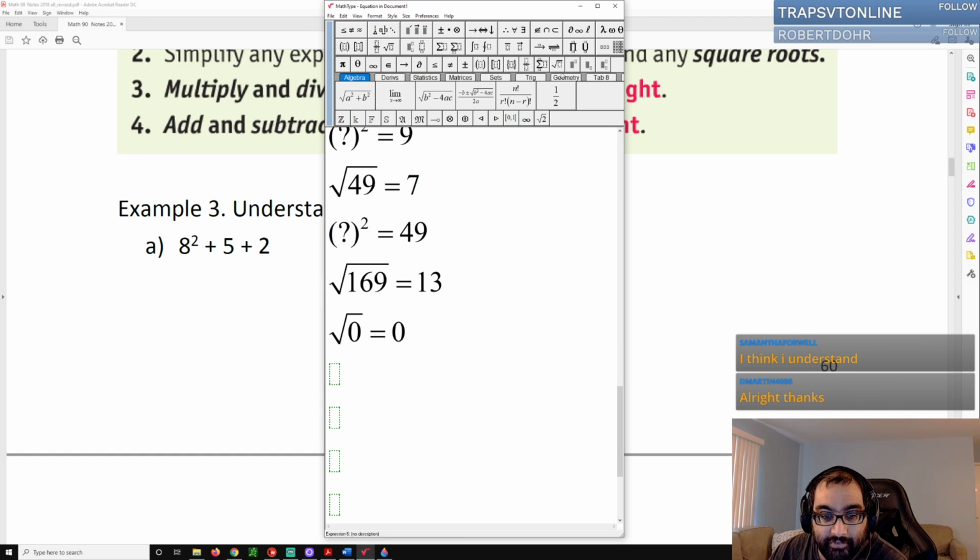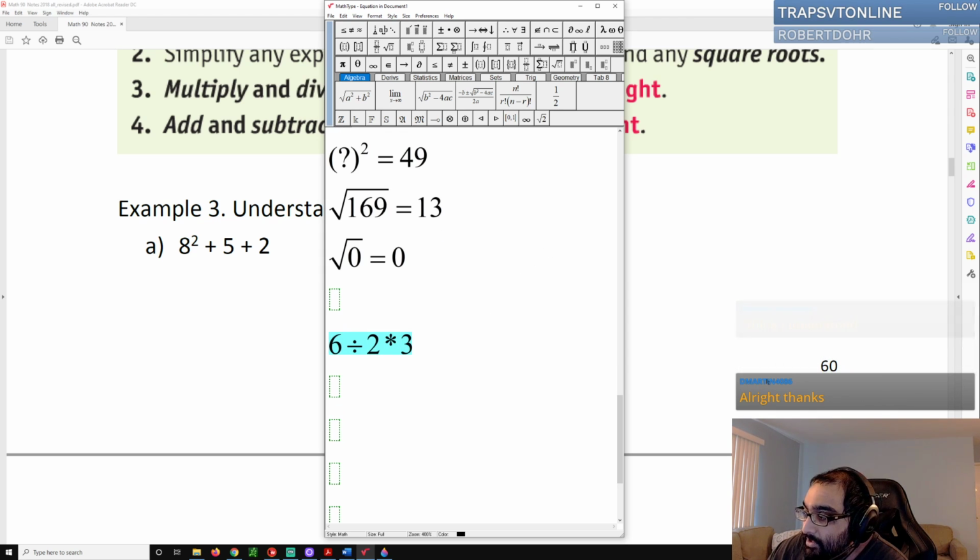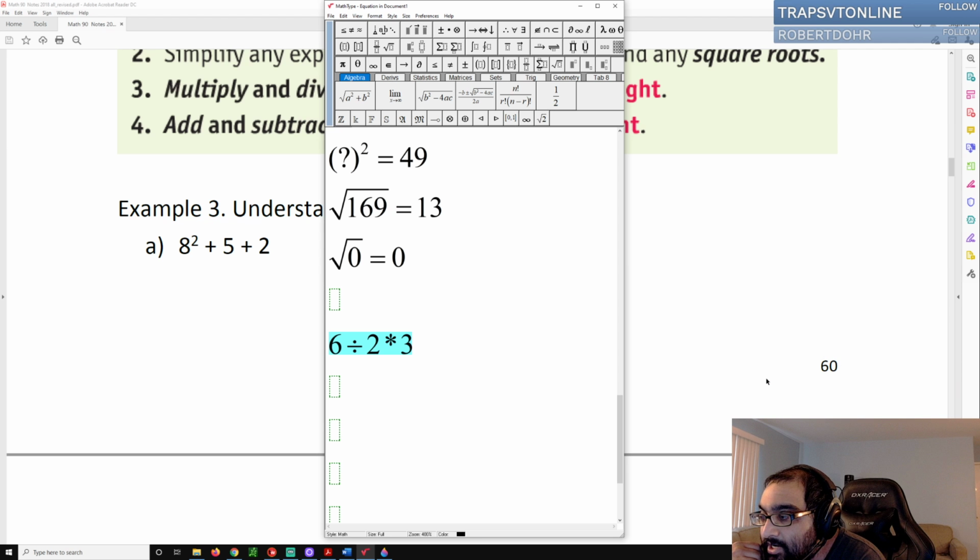Now, before I start talking about order of operations, I want you guys in the chat to answer this question for me. I'm going to type it out here. All right. So, looking at this problem here, can anybody tell me what is the answer to this problem?